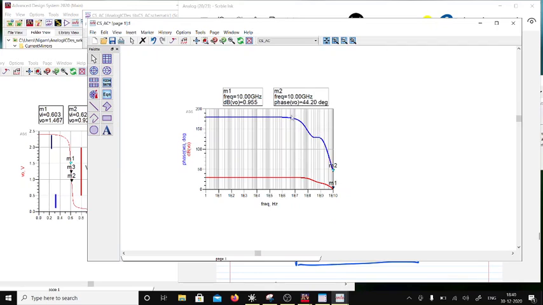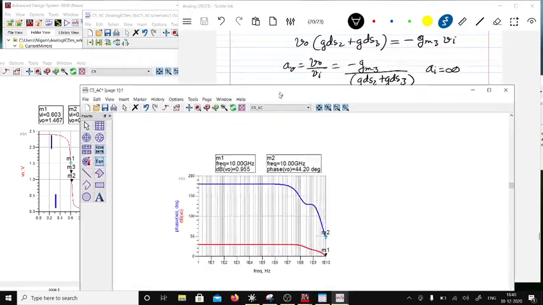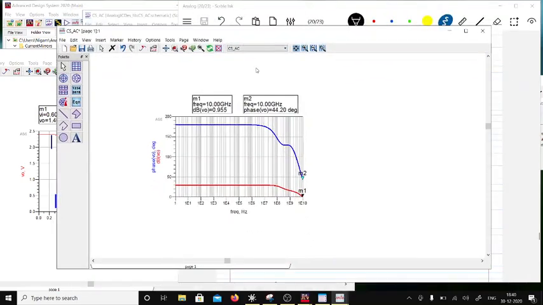Phase is 44 degrees. Now it's around 180 degrees, and I'm left with about 40 degrees. So my phase margin is 44 degrees. Now I at least need 45 degrees for a buffer. So don't worry about what I'm talking about. Later on it will be clear.